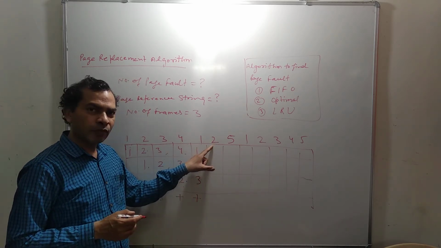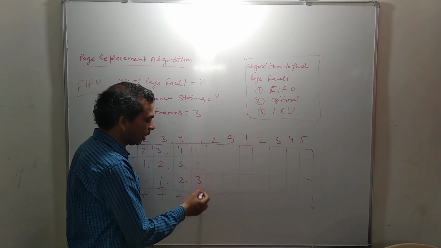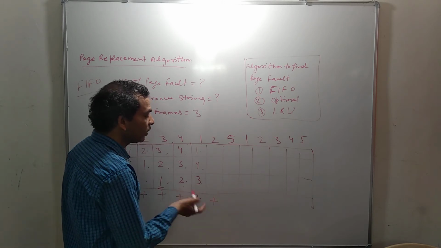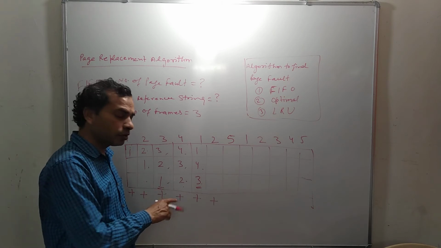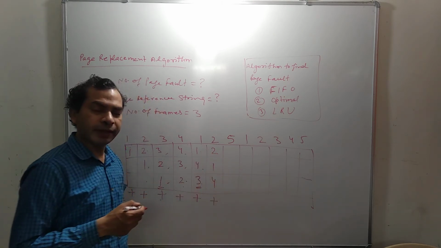Again the 2 came. If we search for the 2 inside the frame, the 2 is also not present in the frame. So the page fault occurs again, and we will replace the 3 since 3 is the first page that came. So it has been replaced, and this is 2 1 4. Again a page fault occurred.